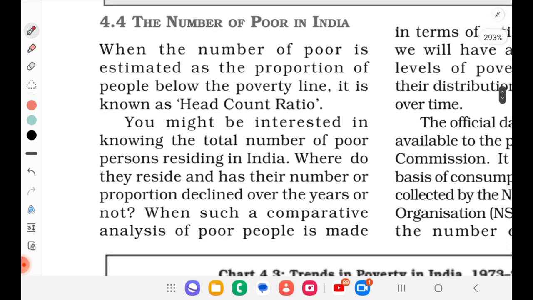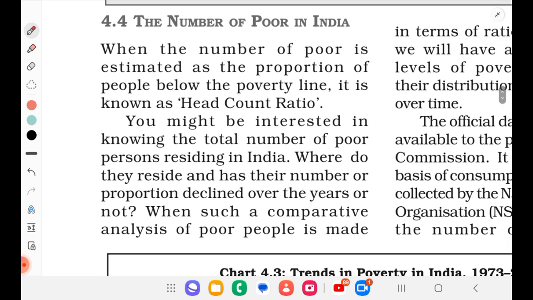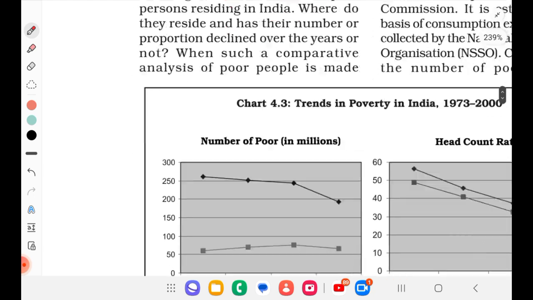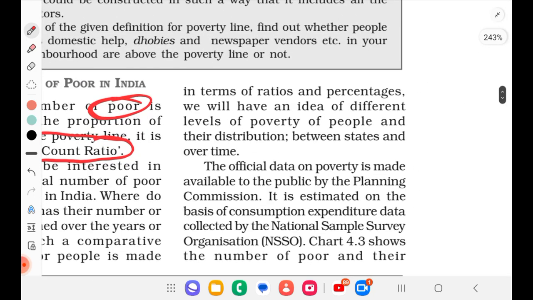The number of poor in India. When the number of poor is estimated as the proportion of people below the poverty line, it is known as the head count ratio: the number of people who are poor. You might be interested in knowing the total number of poor persons residing in India, where they reside, and whether their number or proportion has declined over the years or not. When such a comparative analysis of poor people is made in terms of ratios and percentages, we will have an idea of different levels of poverty of people and their distribution between states over time.